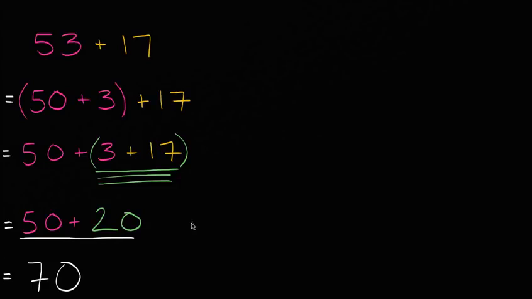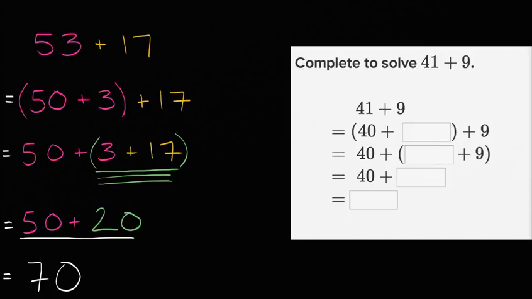Let's do another example, and this is going to be the type of exercise that you might see on Khan Academy. So let me open that up. They'll say complete to solve 41 plus 9. So once again, we can look at the 41, and we could break it up. 41 is the same thing as 40 plus what? Well, it's 40 plus 1, and of course, then you have the plus 9 there.